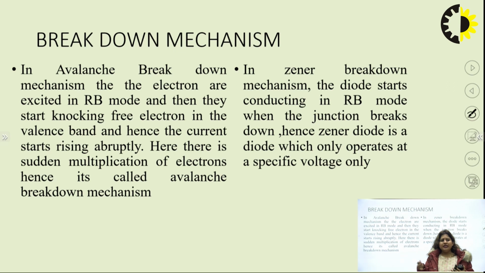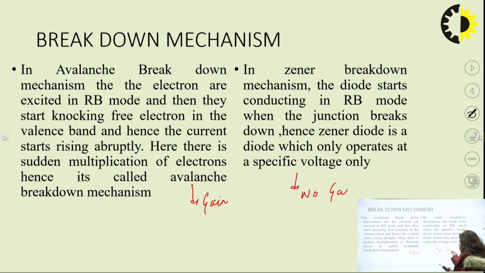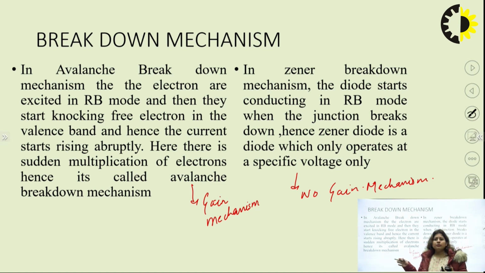Also, there are various industrial applications where avalanche breakdown will give you better results because it has a multiplication factor, or a gain factor. So here there is a gain, there is no gain. Gain mechanism is there in the case of the avalanche, but in the case of the Zener there is no gain mechanism. Why is there a gain mechanism? Because there is a sudden multiplication of the electrons, hence it is called the avalanche breakdown mechanism.